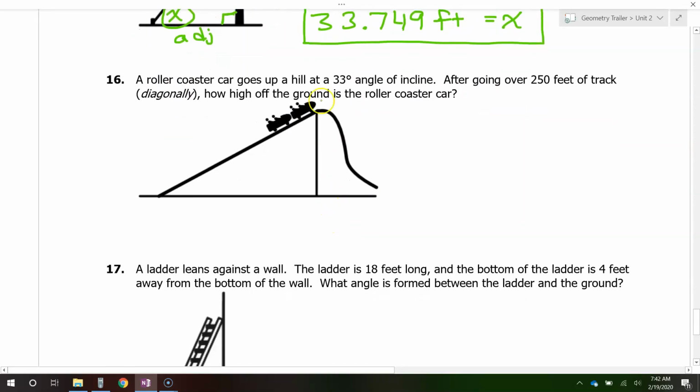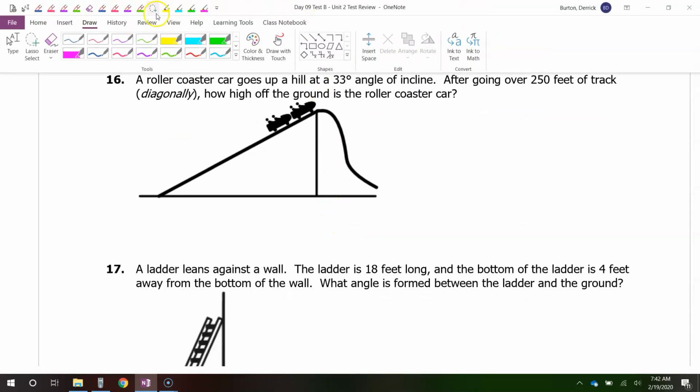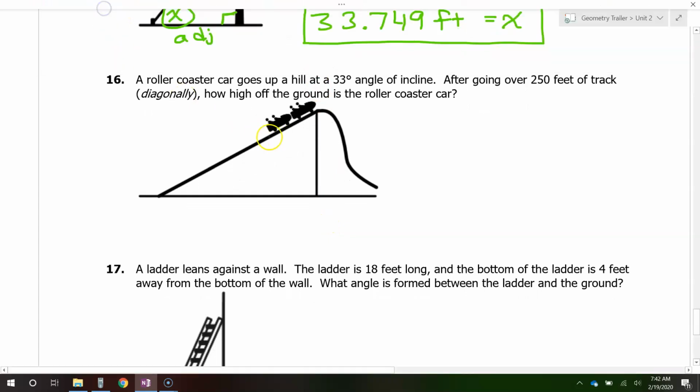All right, let's do a couple more. We're almost done. Okay, a roller coaster car goes up a hill at a 33-degree angle of incline. So this is a 33-degree hill, as measured with the ground. That's when we're talking about an incline. That means like boom, right here.